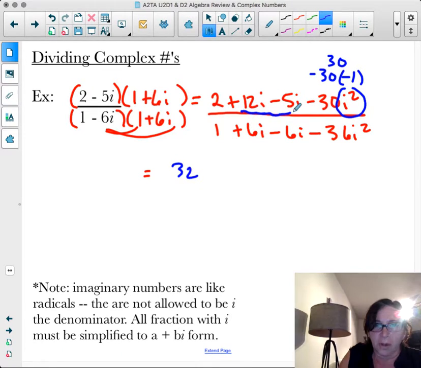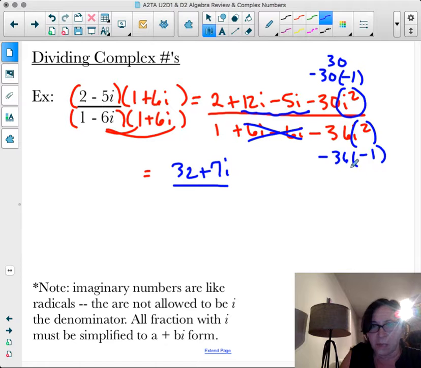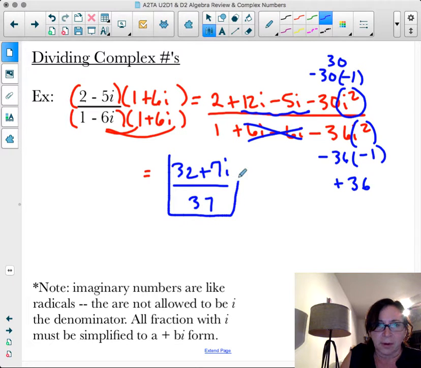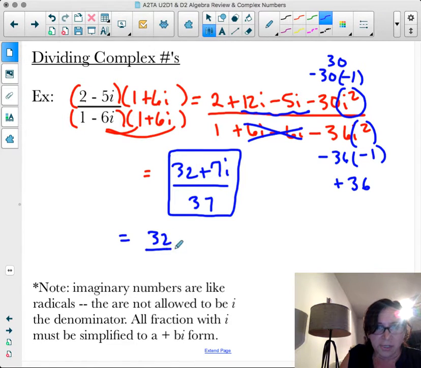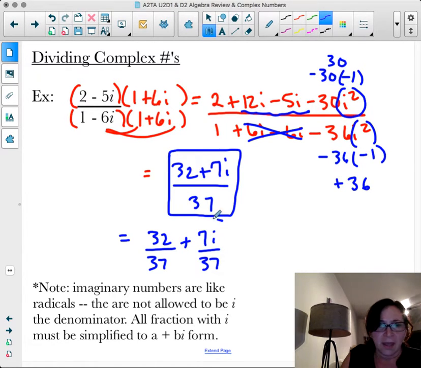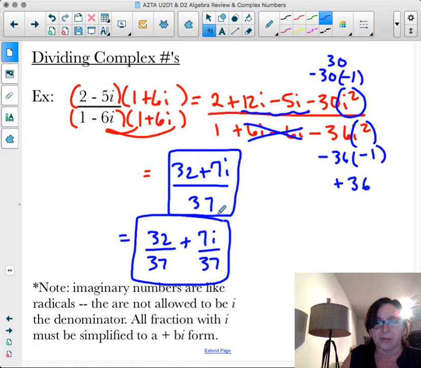And then I have these two common imaginary numbers. 12i minus 5i is plus 7i. And then I have these two canceling out. Remember, i squared is negative 1. And so this is negative 36 times negative 1, which is positive 36. So we have 1 plus 36, which becomes 37. So this would become our answer to this expression. And you also could rewrite it like this: 32 over 37 plus 7i over 37. And that's another form where we split the denominators up. Same thing.